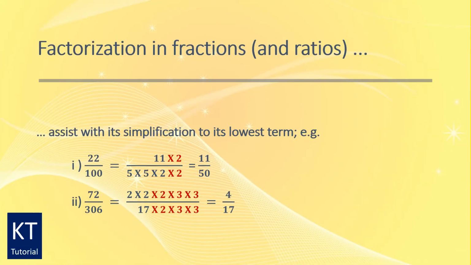Factorization is often used in fractions and ratios to assist with simplification to its lowest term. For example, 22 over 100 can be converted to its prime factors 11 times 2 over 5 times 5 times 2 times 2 to assist with its simplification to 11 over 50. Likewise, 72 over 306 could be individually made into their respective prime factors to assist with its simplification to 4 over 17.